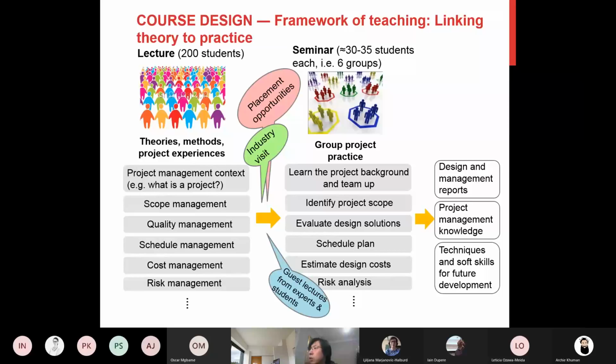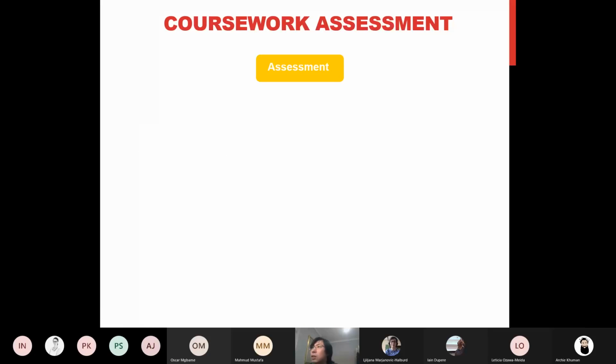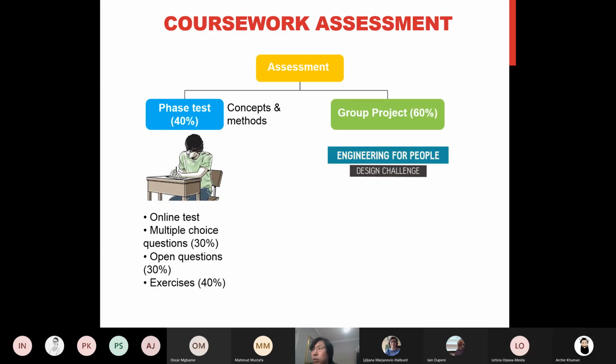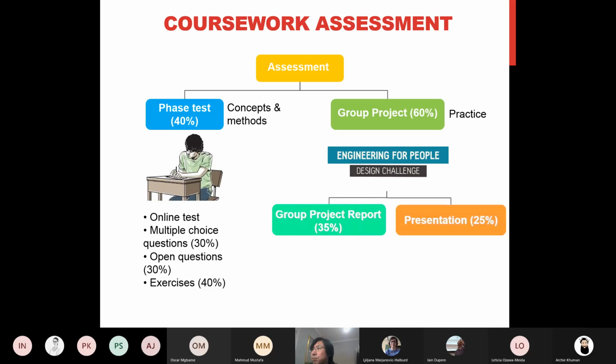For the learning outcome, they will be able to know how to work out design solutions, how to write reports, and also take away a number of soft skills for future development. For the assignment, we also define it based on the goal. So we also have a theory part and a practice part. The theory part will be tested by the exam, and for the practice, we use the group project. We have the report and the presentation in the group project element.